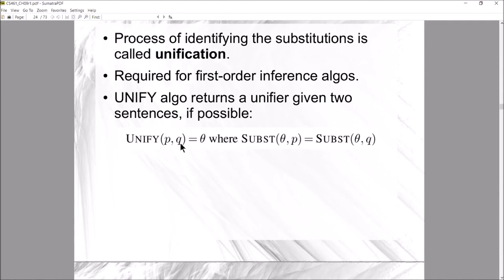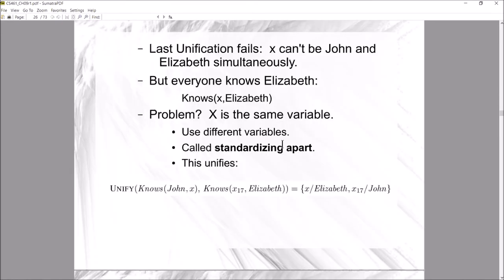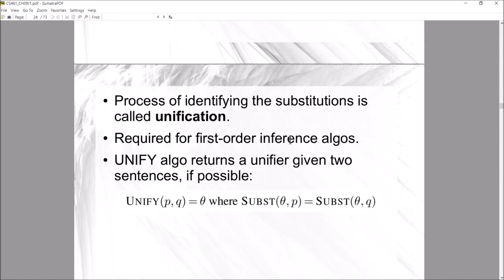So the unify algorithm, which I have right here, we'll come back to it. What that thing does is it's going to return a unifier if you give it two sentences, right? So you got sentence P, you got sentence Q, and if there is a unifier to be found, it will identify it for you and return it. If there is a substitution that'll make it work for these two sentences, okay? It returns some unifier theta where a substitution of theta into atomic sentence P is going to be equivalent to a substitution of your unifier into sentence Q.